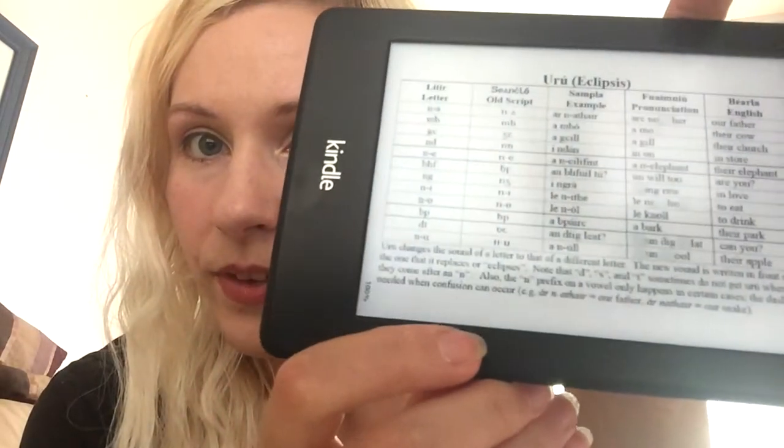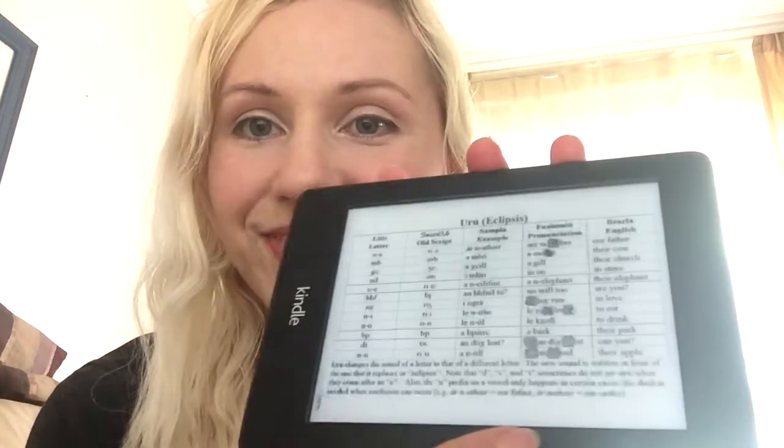n-athair, which has a dash, means our father, but when it's written without a dash, nathair is a completely different word. It means snake, and it doesn't take an uru. So they sound very similar. Our father and our snake, obviously very different. So it is better to write it with the dash to avoid confusion in these kind of cases.